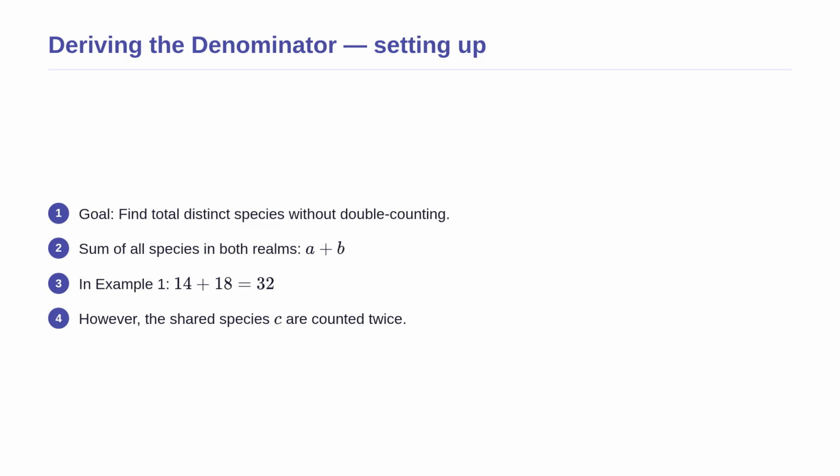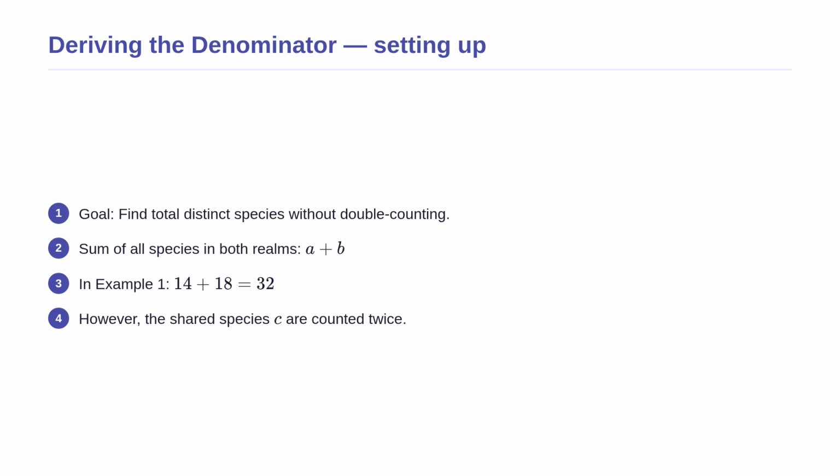Now that we have used this formula successfully, let us understand where its denominator comes from. What this chunk of the proof is setting out to do is establish the true number of distinct species across both regions. Mathematically, if we just add the species from the first realm and the second realm, we get A plus B. In our previous example, 14 plus 18 gave us a preliminary sum of 32. But there is a logical flaw here.